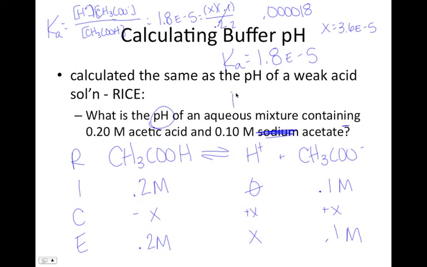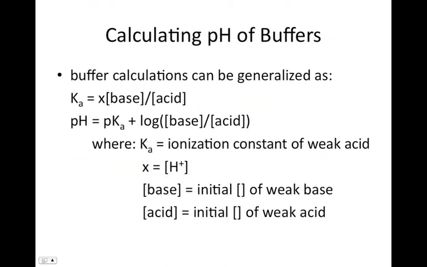So to find the pH, pH equals negative log of hydrogen ion concentration. So in this case, 3.6 times 10 to the negative 5. So negative log 3.6 times 10 to the negative 5 equals, and we end up with a pH of 4.44. And so that's the pH of our lovely little buffer solution here.